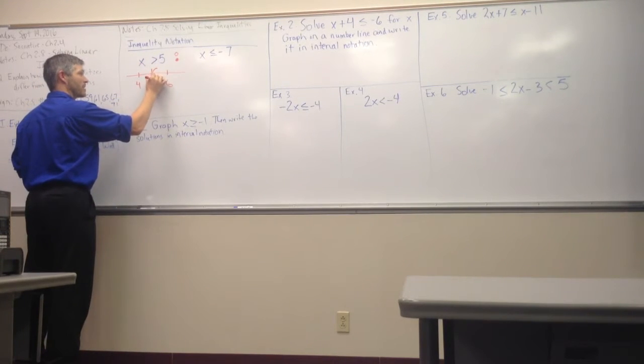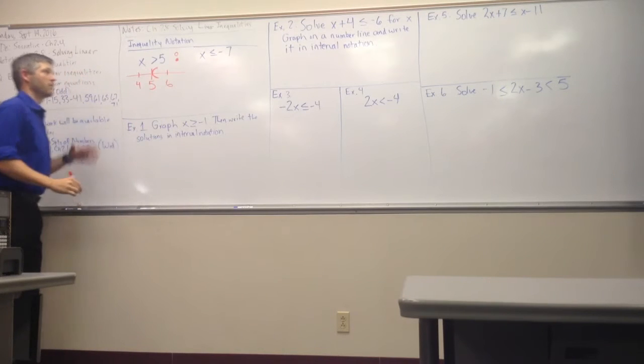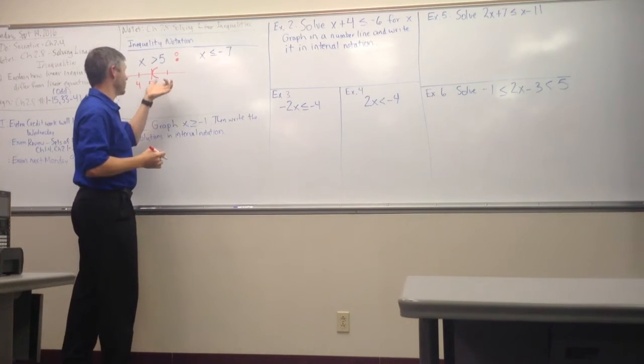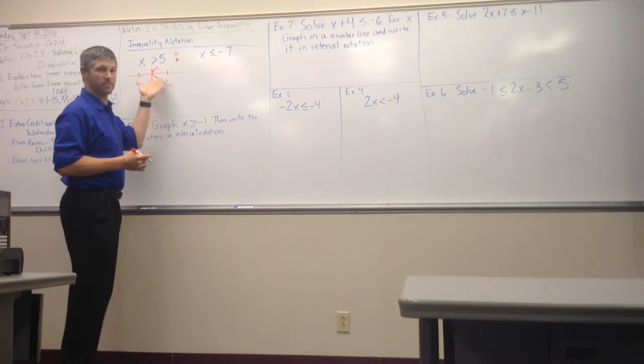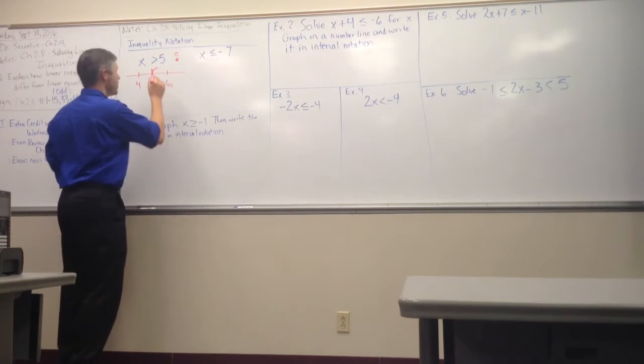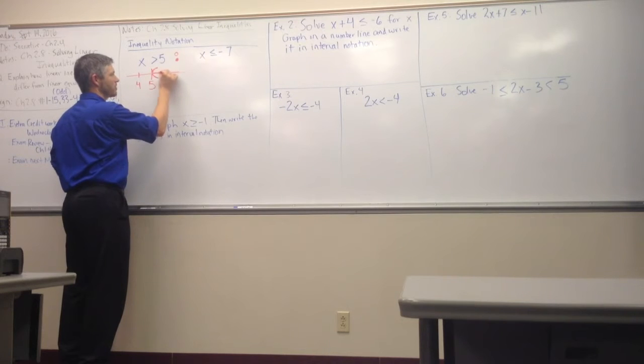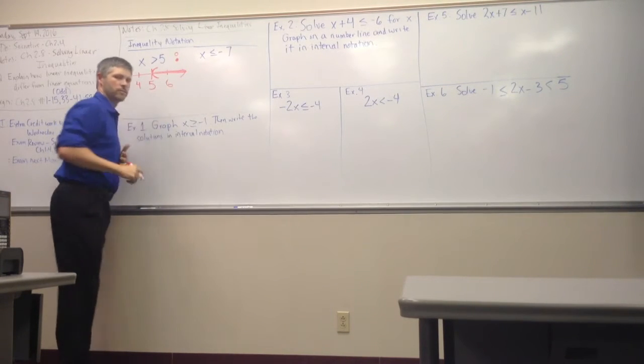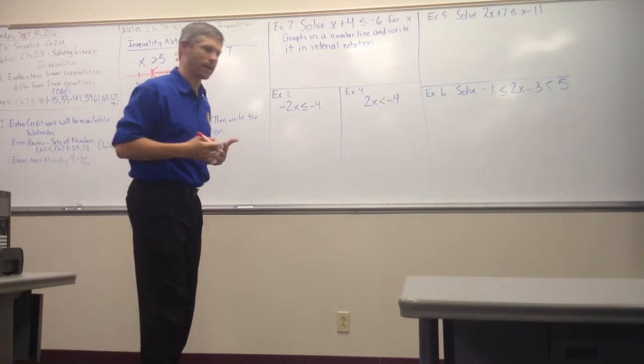Right about 5, basically make a parentheses facing the direction that your solutions are located in. In this case, my solutions are facing this way. Numbers greater than 5: 6, 7, 8, 9, 10, etc. So what I do is I draw a little line. Y'all seen this before. Just draw a little line going in that direction and put a nice pretty arrow that says that's where all of my answers will be located at.